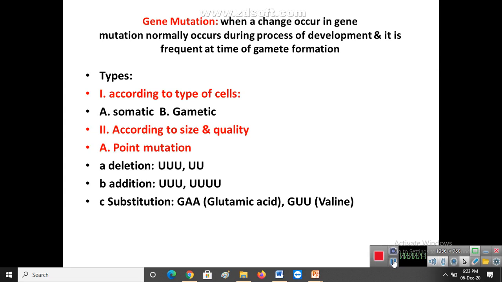Bismillahirrahmanirrahim. Paper C Genetics. Topic: Gene mutation. When a change occurs in a gene, it is known as gene mutation. Mutation is a sudden heritable change.